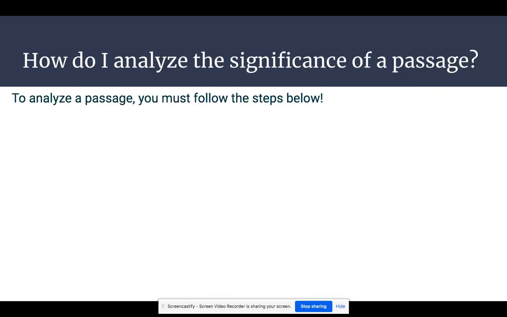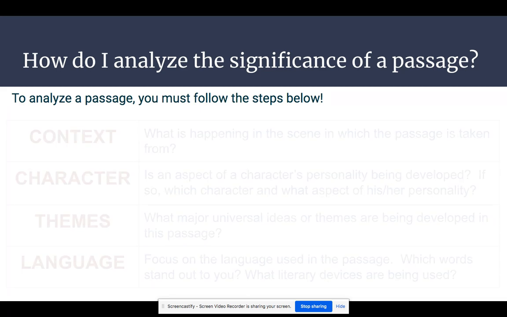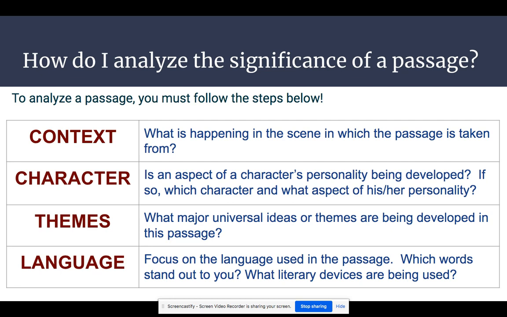So, to start off, how do you, as a student, analyze the significance of a passage? Where do you begin? So this slide will outline the steps. Okay. So first of all, when you are analyzing a passage, you want to focus on the context of the passage, and that means, well, what is happening in the scene in which the passage is taken? Who is speaking to whom? What conflict is there, etc.